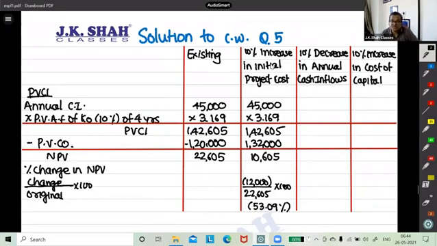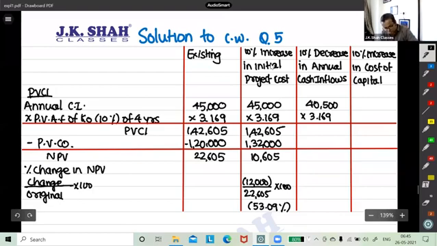10% decrease in the annual cash inflows. So our original cash inflows of 45,000 minus 10% will give 40,500. Into 3.169. 3.169 gives me 128,344.5, so let's make it 128,345.